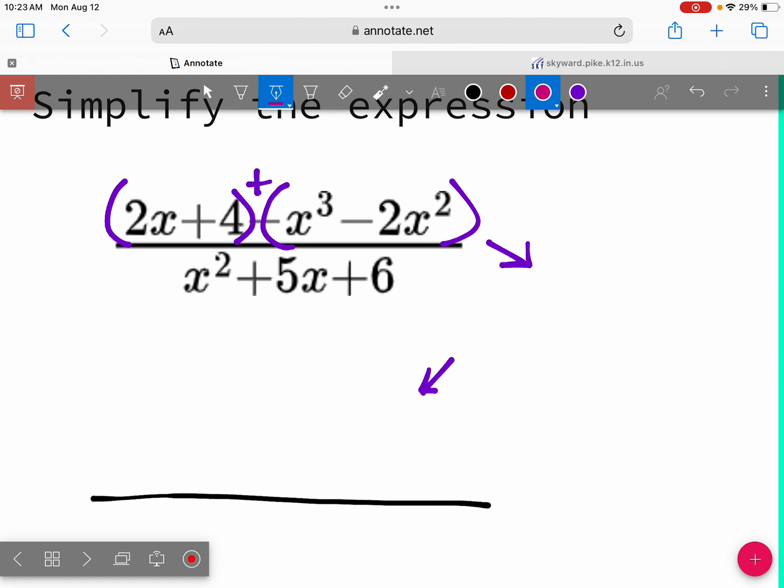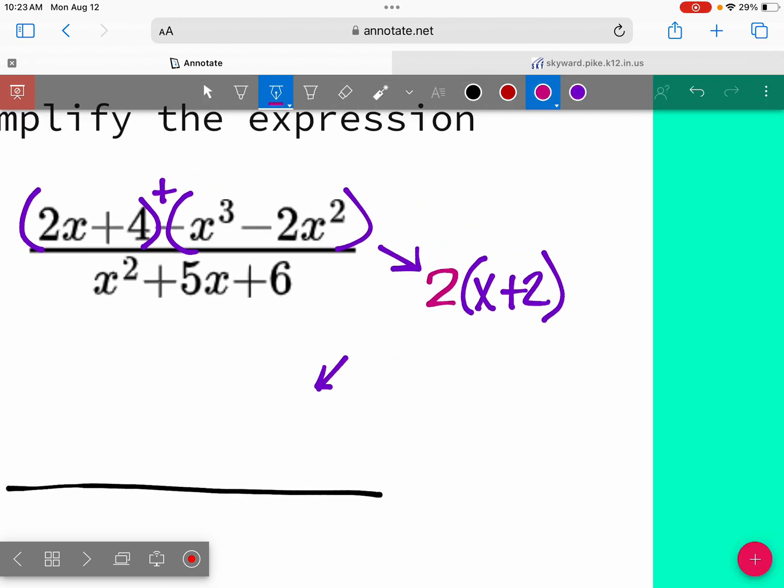Looking at this first pair, 2x plus 4, what do they have in common? 2. So they've got a GCF of 2 with a remainder of what? X plus 2. Looking at my next pair of pieces there, I've got my minus x cubed minus 2x squared. What do they have in common? Minus x squared. With a leftover bit of x plus 2. Right? See where those pieces come from? Because I know the factoring by grouping is still a little bit foreign.